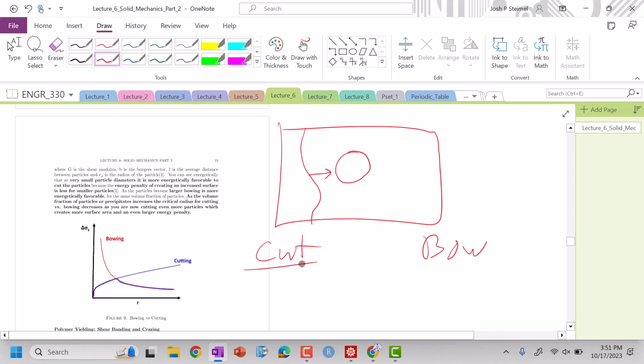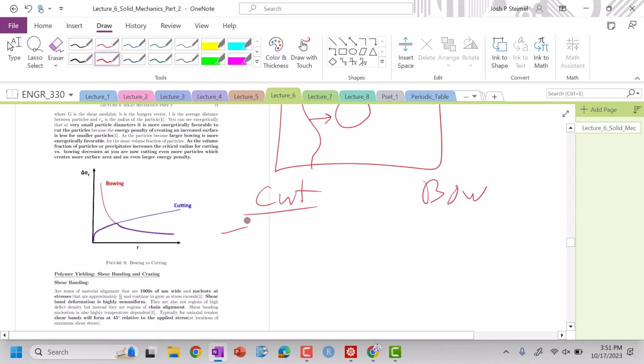If I cut, the one thing I don't want to do is create surfaces. So if I cut, I'm creating 2 surfaces here. That's my energy penalty, the price I'm going to have to pay if I make the decision to cut. If I bow, I'm going to have to bow that line and create curvature. My curvature is 1 over the radius, and the radius here would be the radius of my particle.